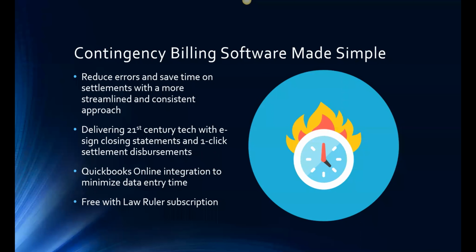So we have something very refreshing, and we think you'll enjoy it, where we can even use eSign to do closing statements, as well as one click that will print out all of your settlement transactions in one motion, which is very critical. Some of these settlements have 20, 30 vendors and multiple claimants, and doing so was very labor intensive with a manual approach, which is not what we are recommending. We also have a QuickBooks Online integration to minimize data entry. And of course, this service is free with the Law Ruler subscription. There's no additional charge to use our contingency billing settlement calculator.